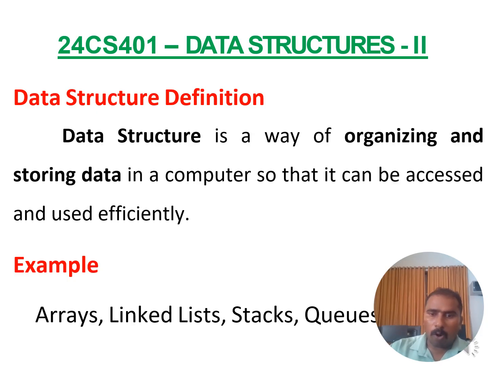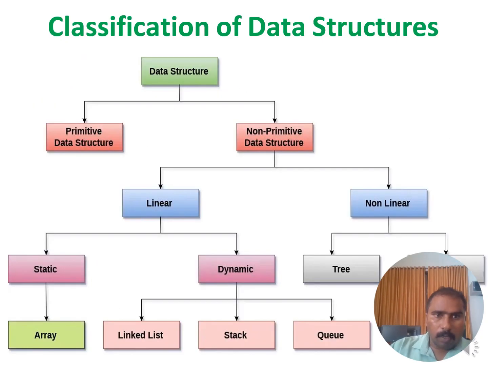Depending on how we store our data in the computer, we can easily access it. For example, data structure examples are arrays, linked lists, stacks, and queues. These are the examples of data structures. Next, the classifications of data structures.